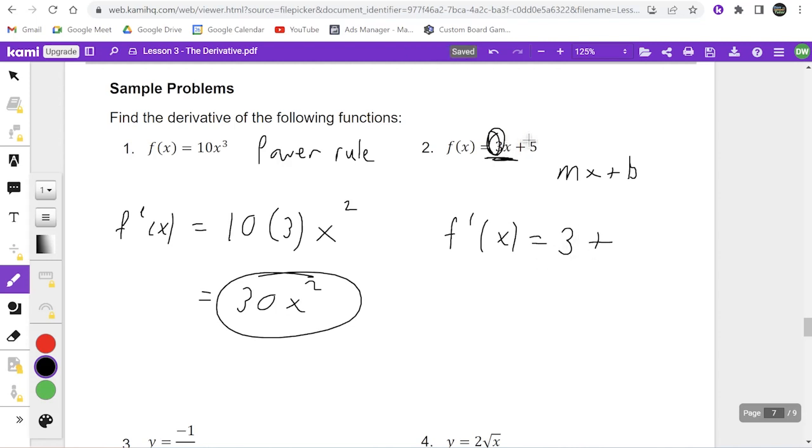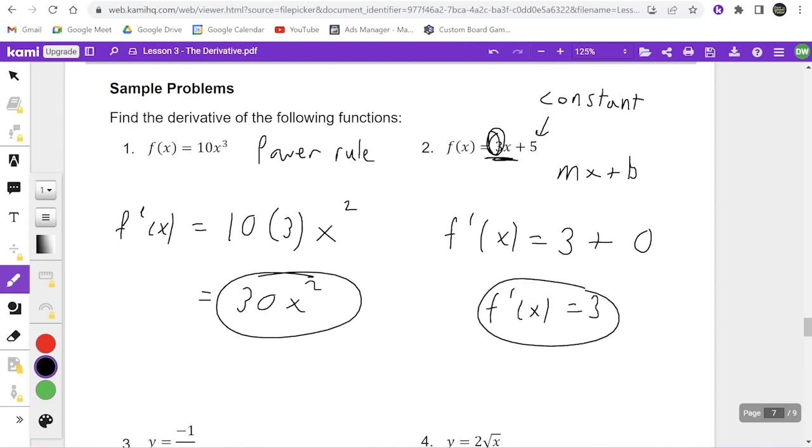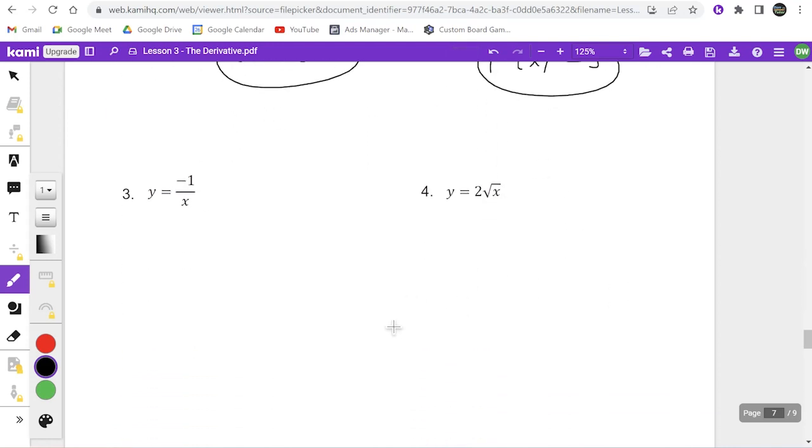And then plus the derivative of 5, that is the constant rule. And the constant rule just says the derivative is 0. So f prime of x is 3, and we're done. Any questions there? Okay, good. We're moving on.